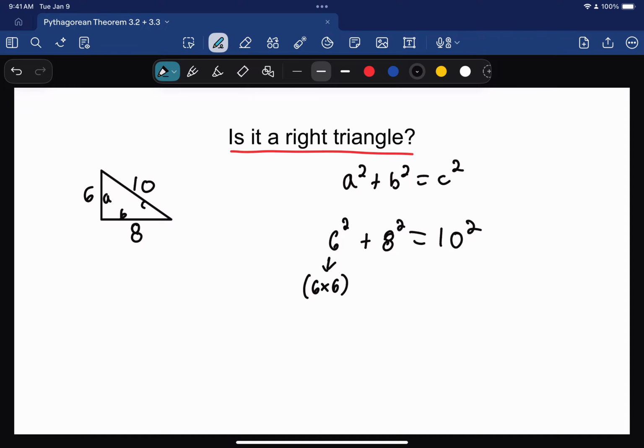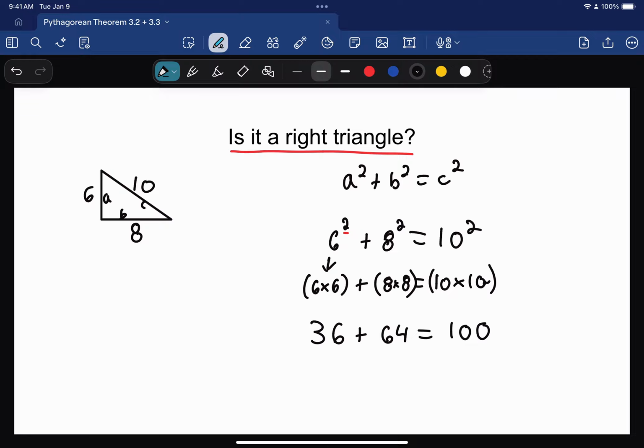So 6 times 6 plus 8 times 8 equals 10 times 10. I just wrote this out in long form to remember our algebra, what the exponent means. The squared means we multiply the number by itself. So 6 times 6 equals 36, right? 8 times 8 equals, of course, 64. And 10 times 10 equals 100.